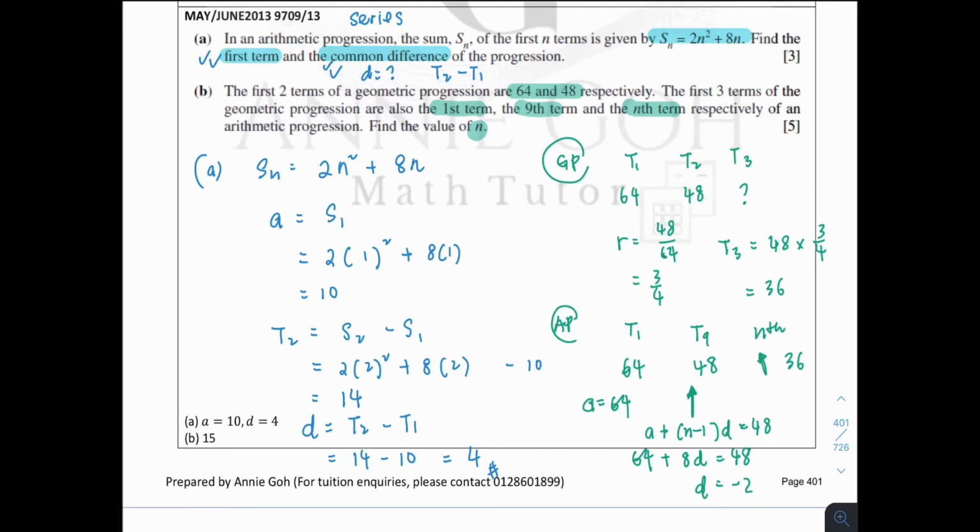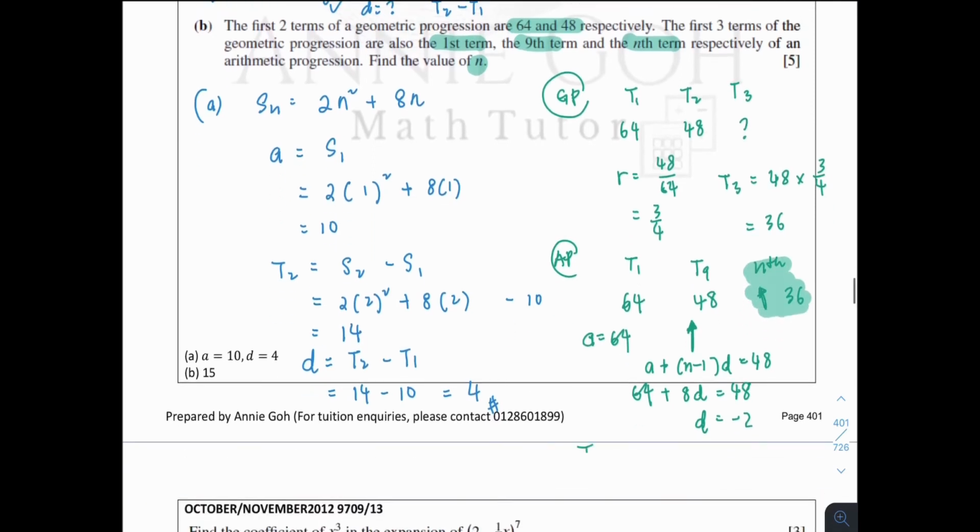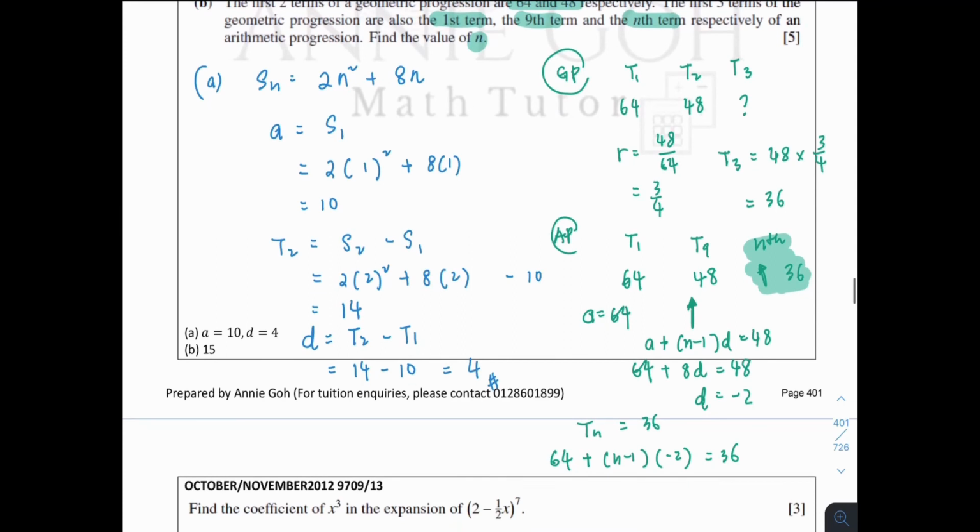So with the information here, a equals 64 and d equals -2, we know that the nth term is 36. So let's form an equation. The nth term is equal to 36. According to the general term Tn, it should be a plus n minus 1 times d equals 36. And hence, you should get n equals 15.